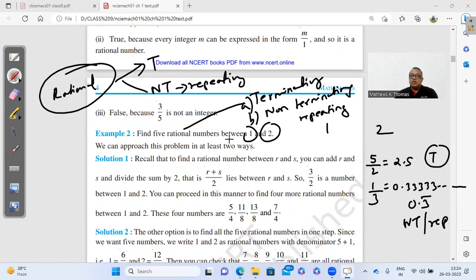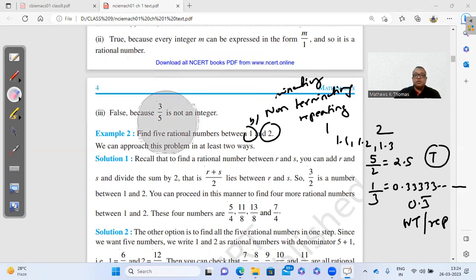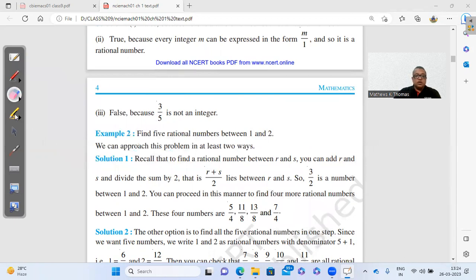Now here the question is, find 5 rational numbers between 1 and 2. You can give 1.1, 1.2, 1.3, 1.4, 1.5, 1.6, all these. Why? Because they are terminating numbers. All terminating numbers are rational. Okay, so you can give lots and lots of examples. 1.58, anything more than 1 and less than 2 in decimal expansion can be given. You have to write any 5, as per your choice.